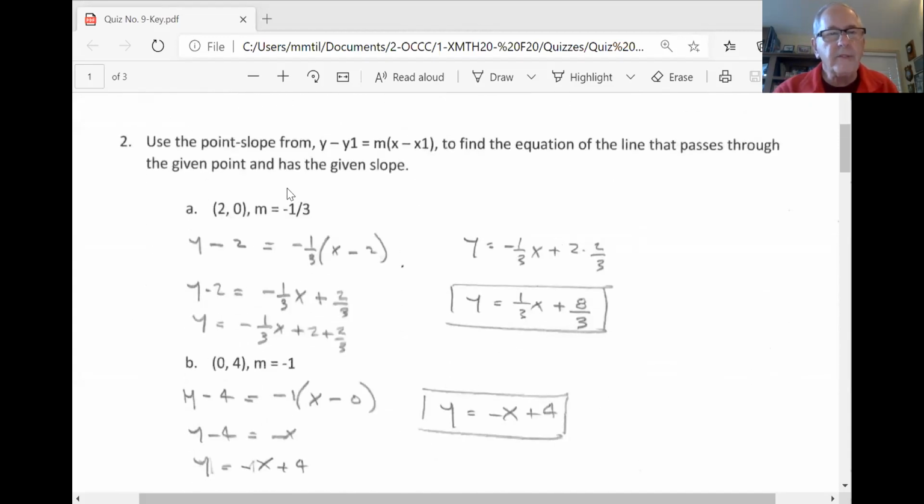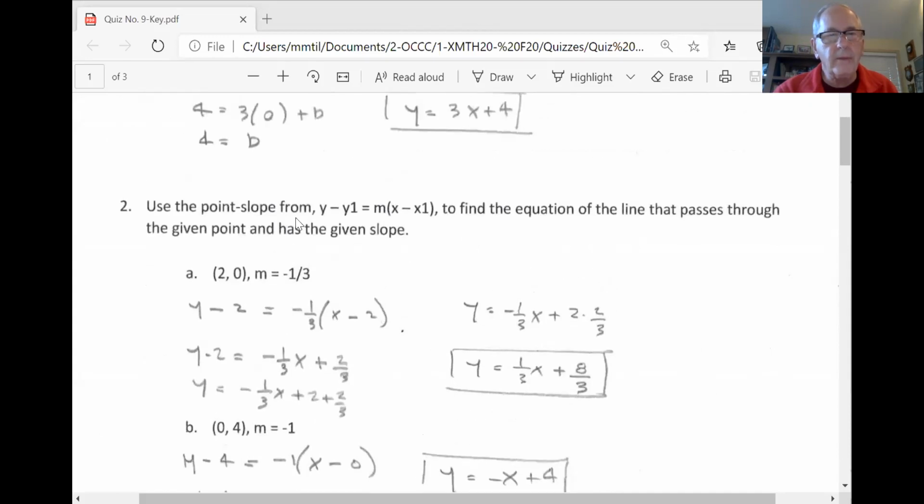The next one, you're given the same information. You're just asked to use this formula to solve for it. That's all. That's the point slope form. So we'll do that. Okay? So I'm going to stop sharing that, go over to share, and we'll go back to the whiteboard.